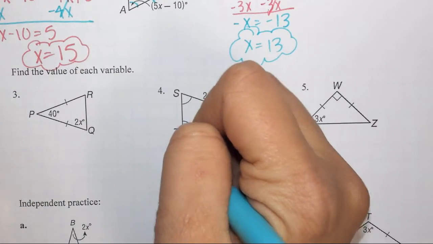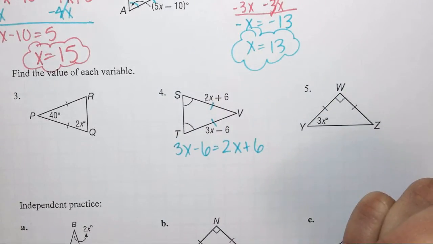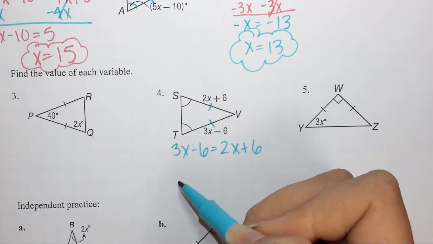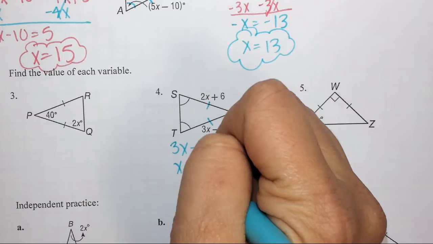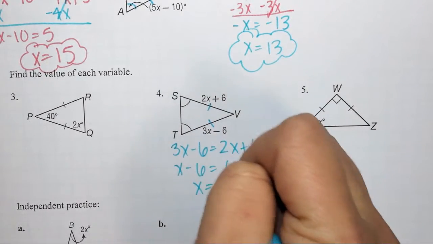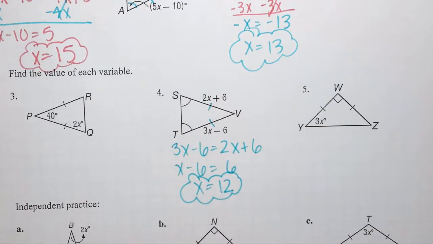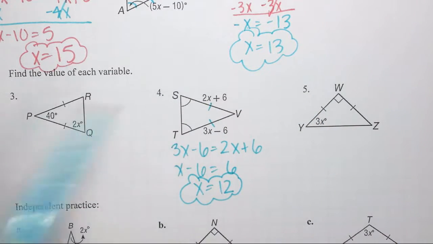Okay, guys, you do 3x minus 6 equals 2x plus 6, right? Then you subtract 2x, and you get x minus 6 equals 6. Then you add 6, and you get x equals 12. You don't have to plug it in. It just says find the value of the variable.